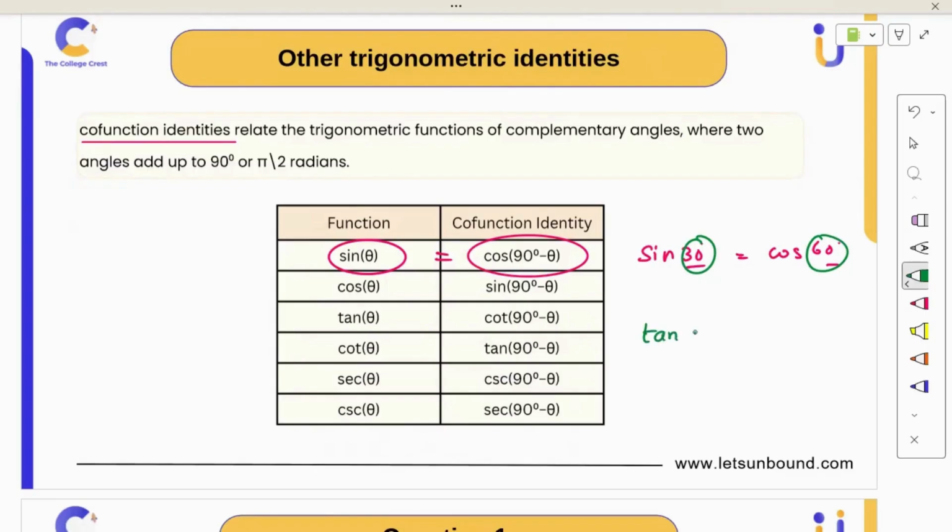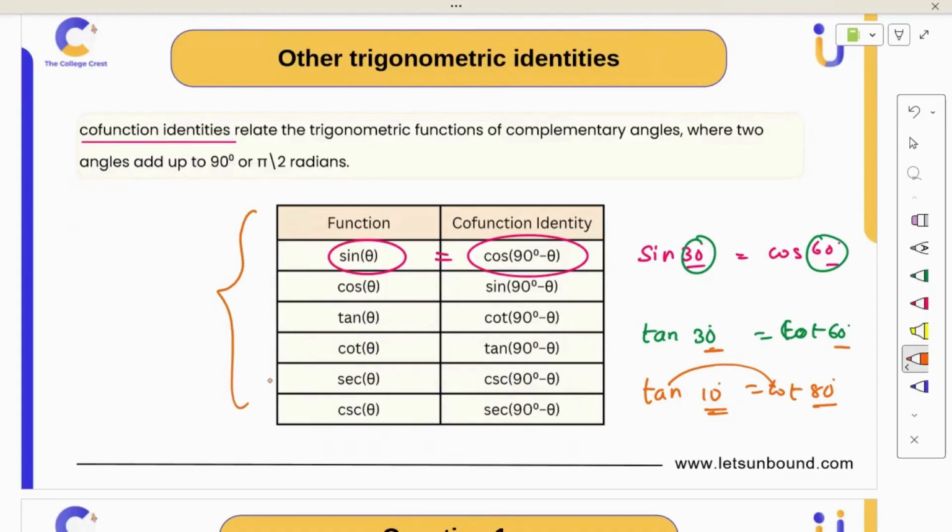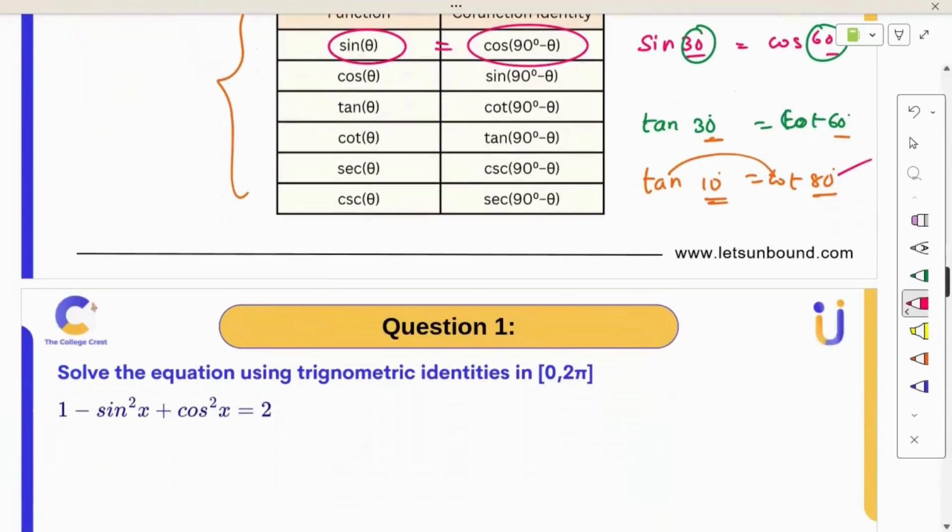So similarly, you can do tan 30 equal to cot 60. If your angles add up to 90, you can apply this. Like you can even do tan 10 equal to cot 80. I can do this because they are co-functions and the angles that I have used are complementary angles. Right? This is what this table tells and this is how it will work. Correct? Now let's move to question solving.